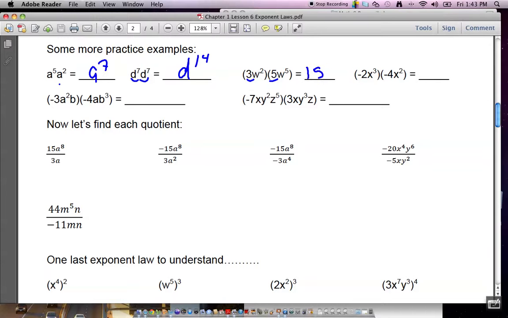15. Good. What's w squared times w to the 5th? W to the 7th. Good. I want you to do this one. Don't make noise, because I want everybody to try to get it on their own. By the way, your next series of quizzes will definitely have questions like this on there.